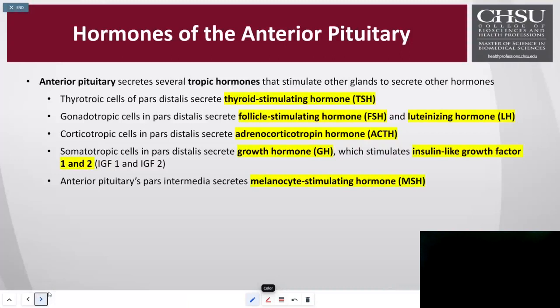All right, so over here, this is the list of the key tropic hormones, and I have it highlighted. These ones are your tier 2. So we have the TSH, FSH.